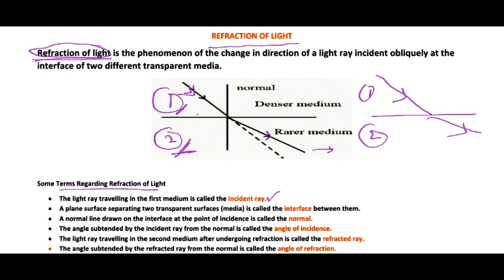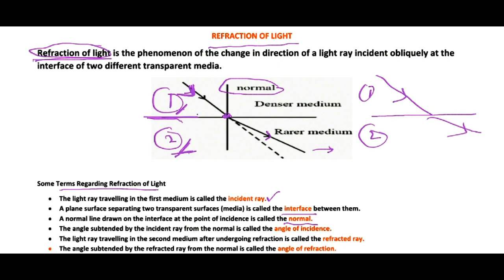First one is incident ray. Look, this light ray which goes and strikes the surface is known as incident ray. Second is interface. This line, this plane is known as interface, which separates two different media. Third is normal. Normal is the perpendicular to the surface at the point of incidence. This point is known as point of incidence. So the perpendicular to the surface from this point of incidence is known as normal.